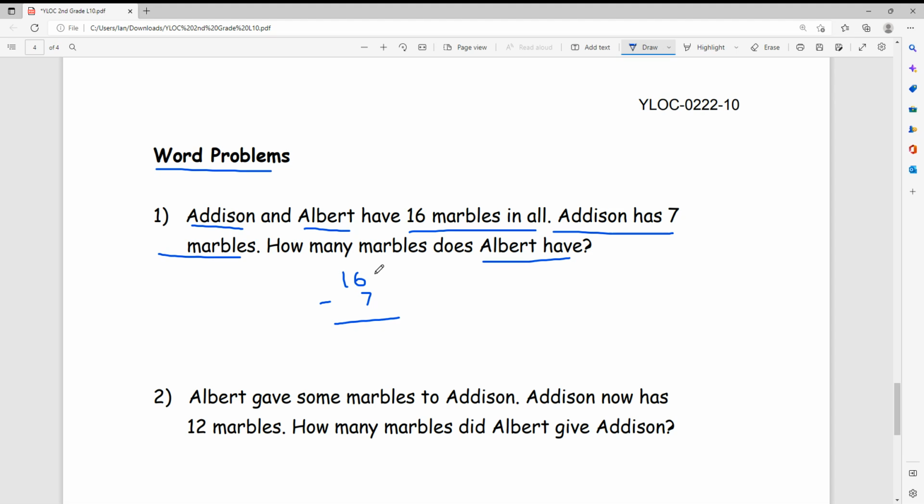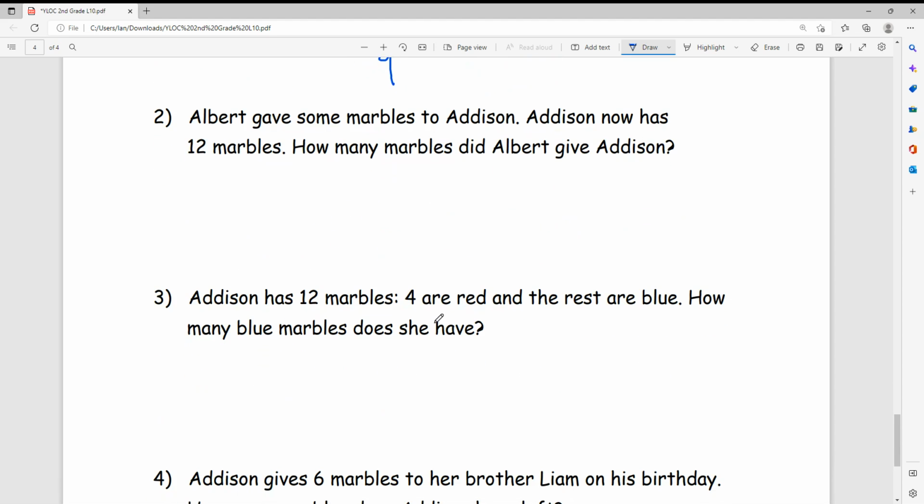It says since 6 can't minus into 7, we have to subtract this by 1. And drag this one here to make a tens place. So it would basically be 16 minus 7 again. And then we can just count down. So 16 and then 1, 2, 3, 4, 5, 6, 7. Maybe 15, 14, 13, 12, 11, 10, and 9. So that would mean that Albert has 9 marbles.